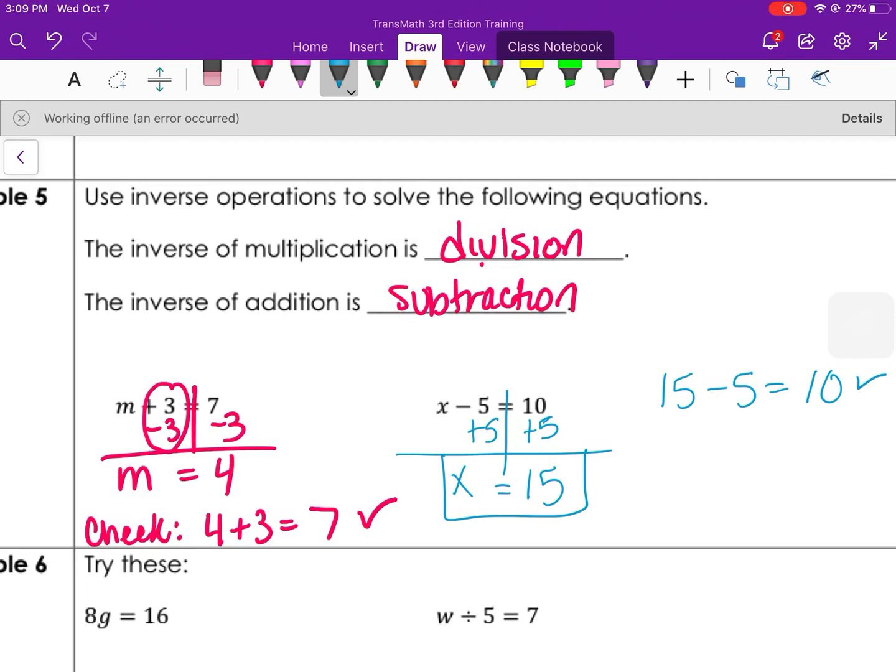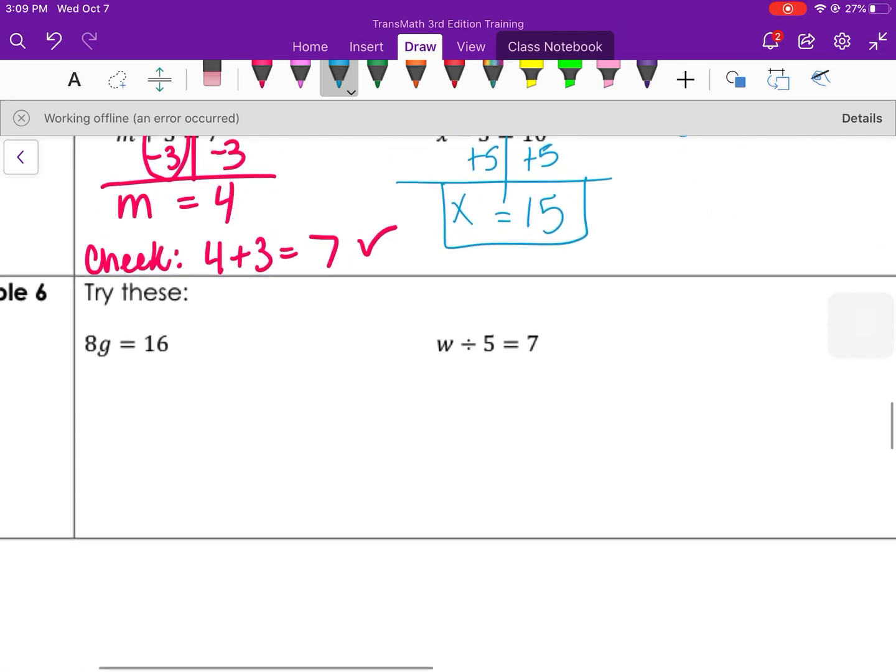So I'm doing the inverse operations, and whatever you do to one side of an equation, you have to make sure to do the same thing to the other side because you want to keep the equation what we call balanced. And I'm using the opposite, so the inverse operations.